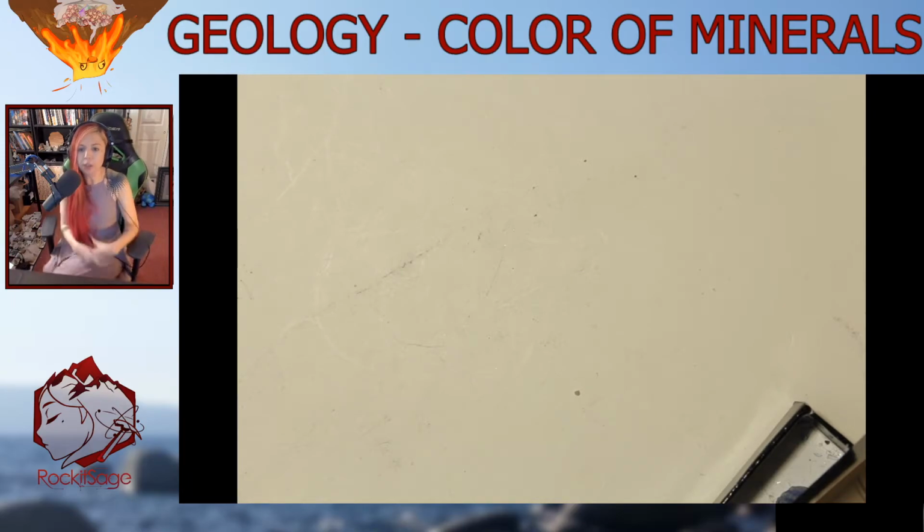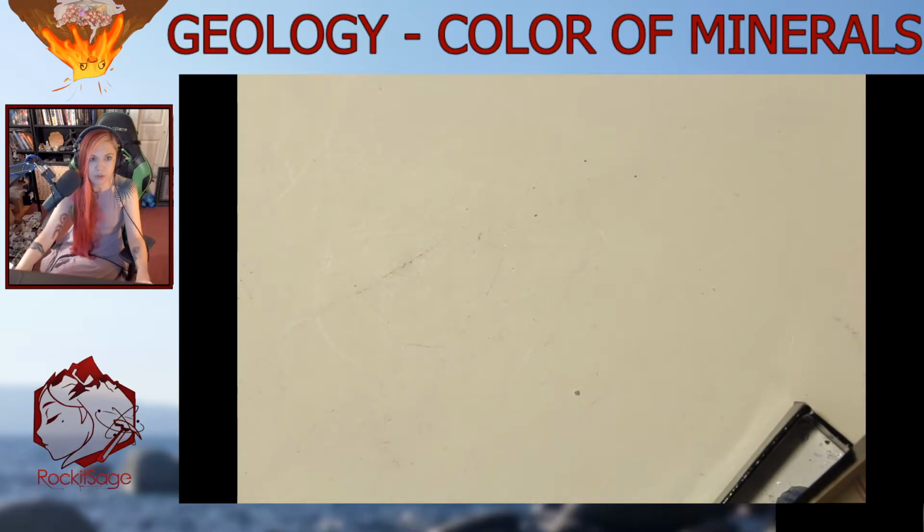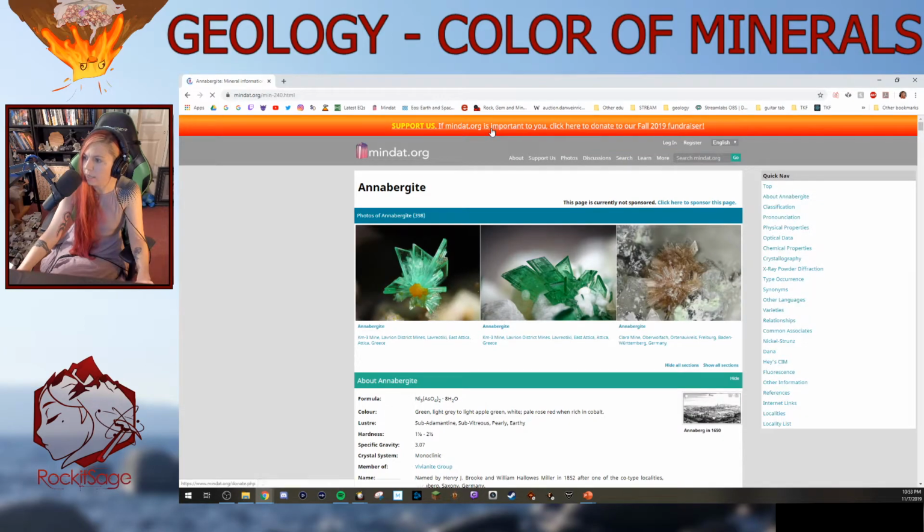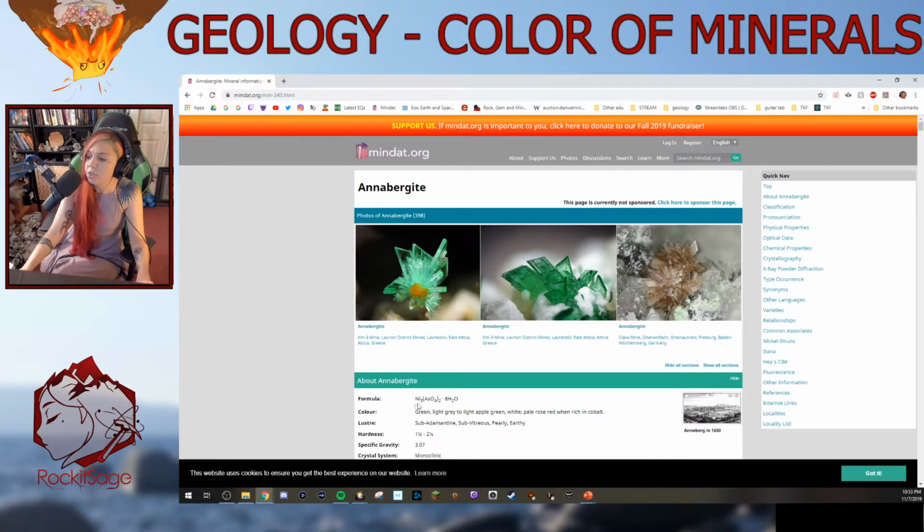Let's see, nickel. Nickel produces the green color of annabergite, which I don't have a sample of. So let's look it up. Annabergite. Mindat usually has some really nice images. So this is, oh man, we have looked at this before. So nickel is the chromophore, i.e. the transition element that produces the green in annabergite, which is really, really pretty.